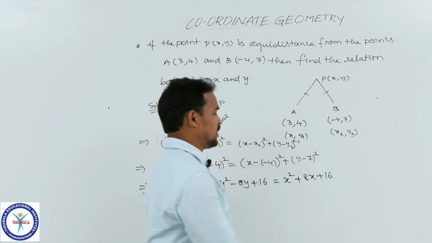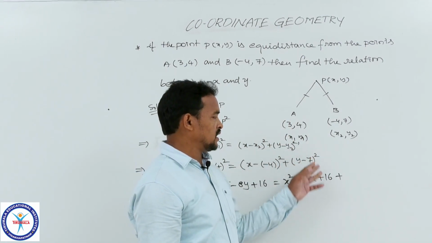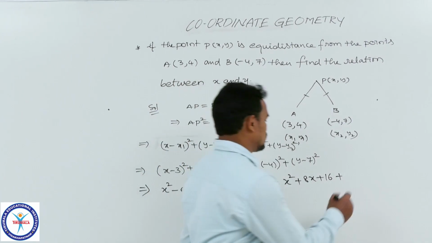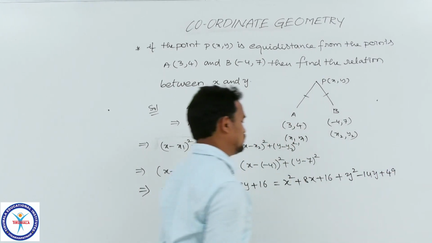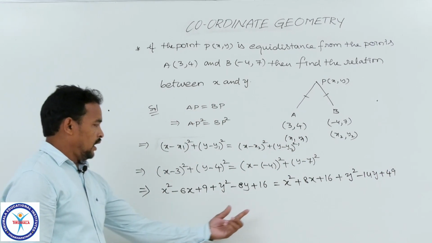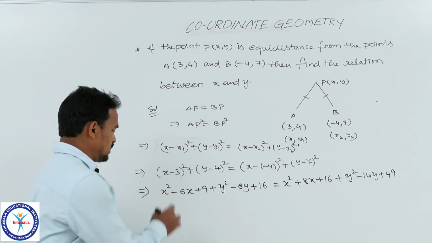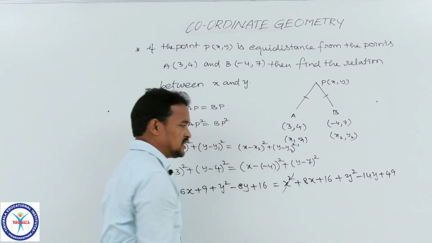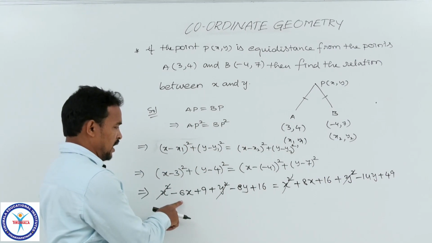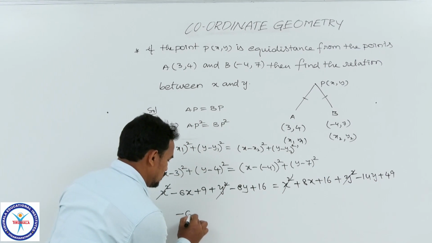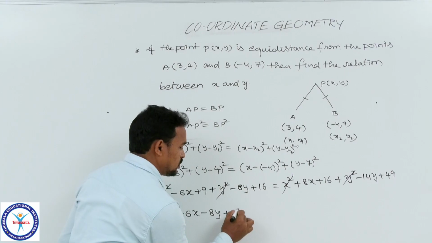After that, (y minus 7) whole square is again compared with (a minus b) whole square. The formula is a square minus 2ab plus b square. Here y square minus 14y plus 7 square, which is 49. That is the LHS, and that is the RHS. On both sides, we observe that x square will be cancelled and y square also cancels. Here minus 6x minus 8y plus 9 plus 16 is 25.